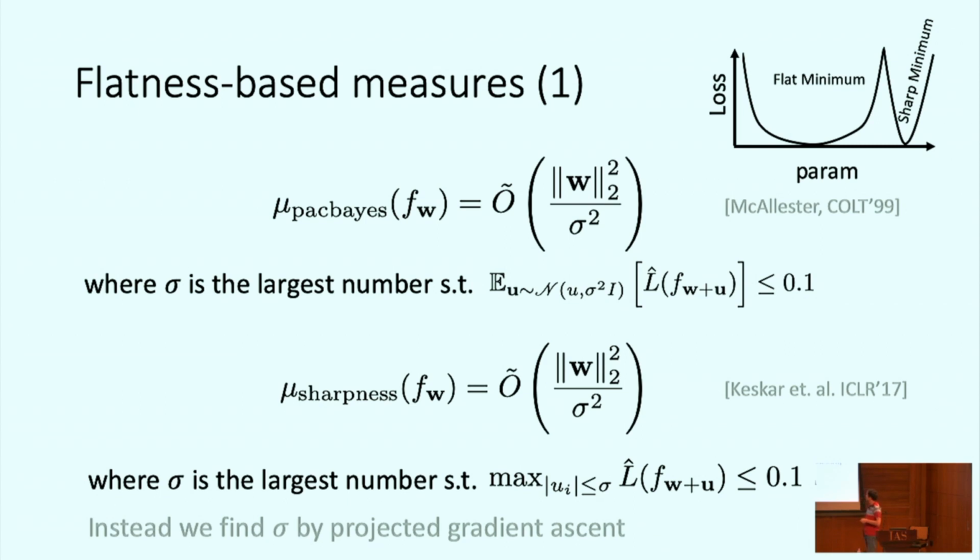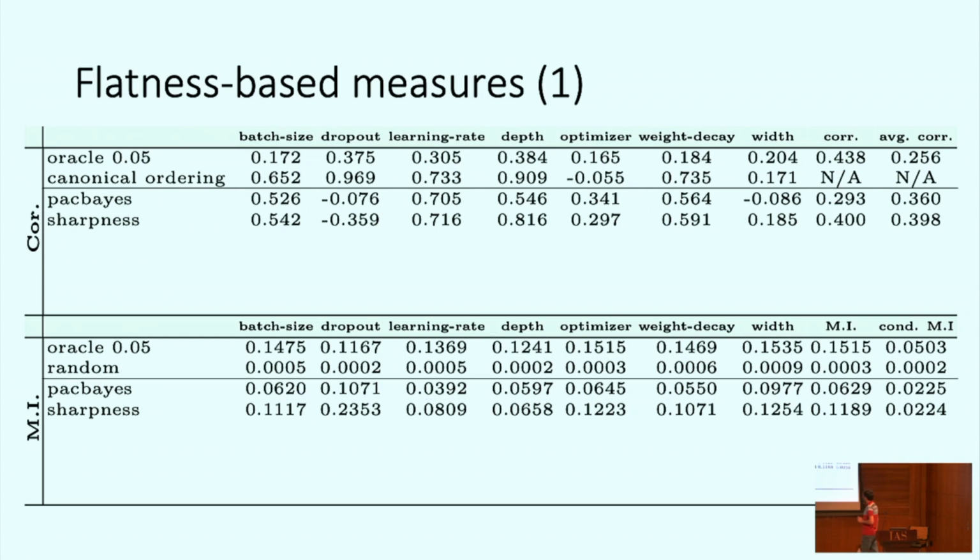And then we also look at the other version, which is worst-case perturbation. That was suggested by Keskar et al. So instead of Gaussian noise, we add worst-case noise perturbation here and basically measure the same thing. And now we saw some slightly better numbers. Both of them have overall positive correlation, and worst-case sharpness was slightly better in overall correlation, but after looking at conditional mutual information, they were roughly the same.